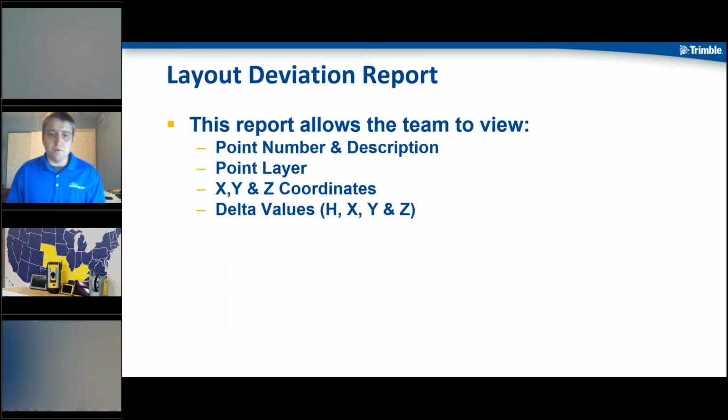Give them the point name and number, where it is, what the layer is on, what its designed XYZ coordinate system was, and then what its delta XYZ and horizontal is. And that delta is going to give you that deviation.